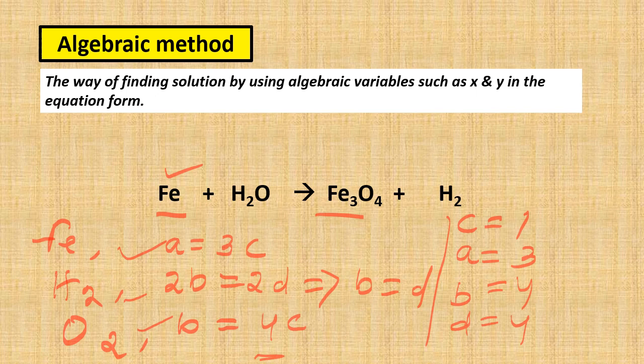Now just put all of these values in the given equation. The value of A is 3, so put 3 in front of Fe. Now put the value of B in front of H2O. Now put the value of C in front of Fe3O4. That is not required because C is equal to 1. Now put the value of D in front of H2. That will be 4H2. So 3Fe plus 4H2O, which gives Fe3O4 plus 4H2. This is the required balanced chemical equation.